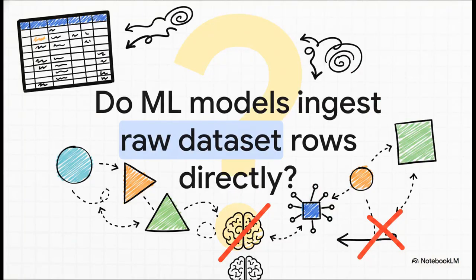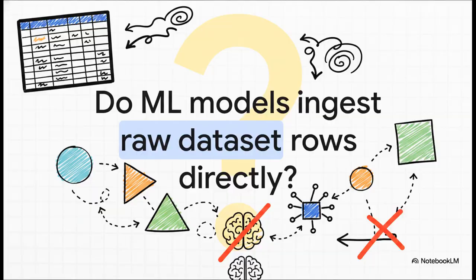Let's confront a massive misconception right out of the gate, shall we? We so often think a model just grabs a row of text, numbers, and strings straight from a database, kind of like a human reading a spreadsheet left to right. But do machine learning models actually eat raw dataset rows directly? The surprising answer is no, they absolutely do not.